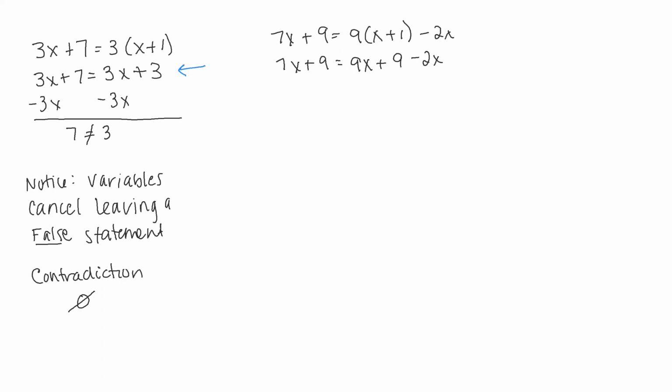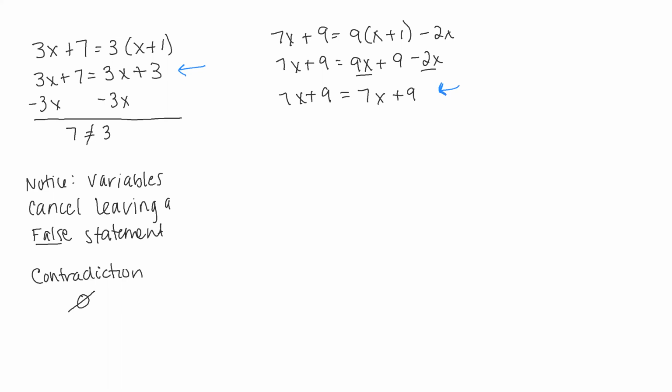So the left-hand side is simplified. The right-hand side is not. So I do need to combine like terms on the right. So I'm just going to rewrite the left for now. And then on the right, I get 9x minus 2x. Well, 9x minus 2x is 7x, and then I drop down my 9. At this point, you can see that something's going to happen, but let's make it happen.